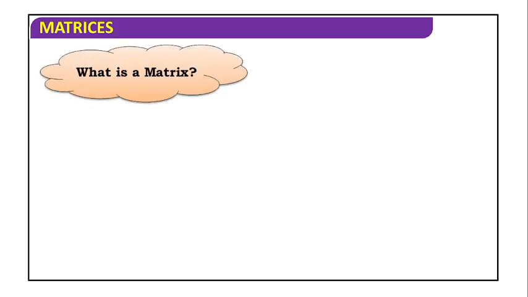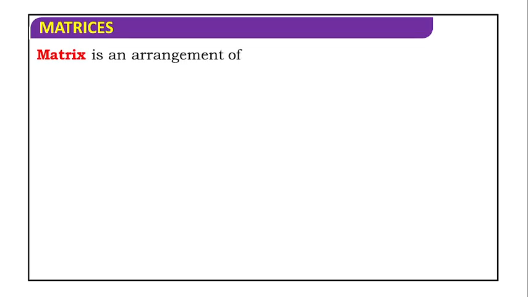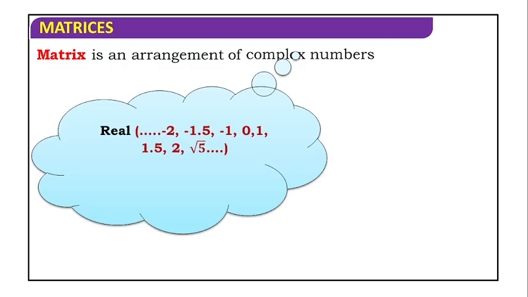Now, what is a matrix? What is the meaning of the matrix? A matrix is an arrangement of numbers, or an arrangement of complex numbers. Why have we taken complex numbers? Complex numbers can replace any numbers, real numbers or imaginary numbers. Real numbers means minus 2, minus 1.2, minus 1, 0, 1, 1.5, 2 or root 5. An imaginary number means something like minus i root 3.